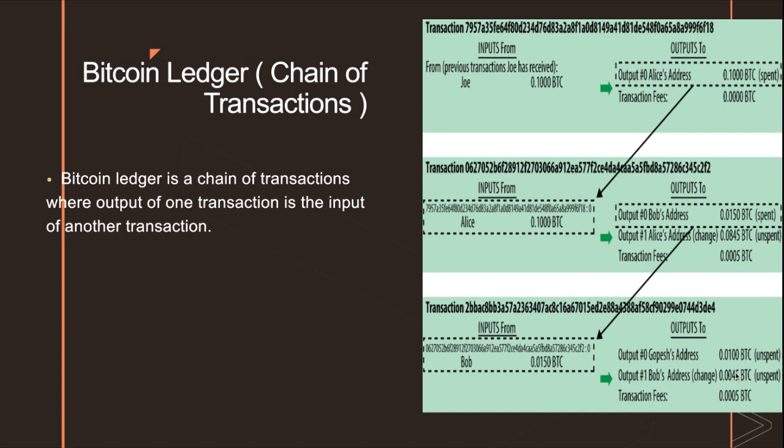And now we will calculate the difference between the total inputs and the outputs, which is around 0.0005 Bitcoin. So this will be your transaction fee, and it will be rewarded to the miner who is going to validate this transaction.